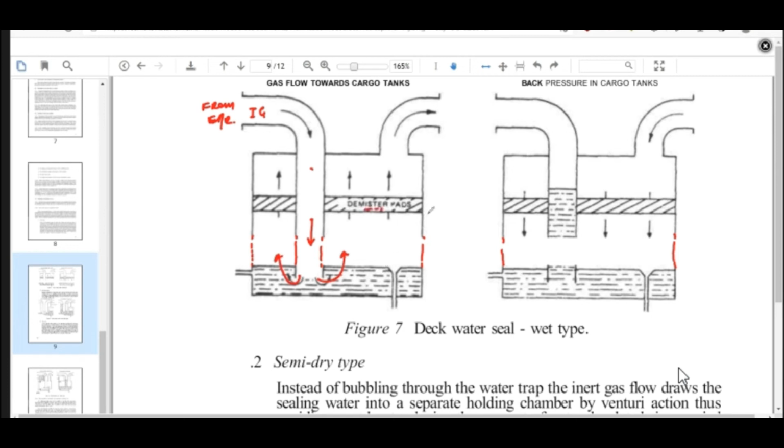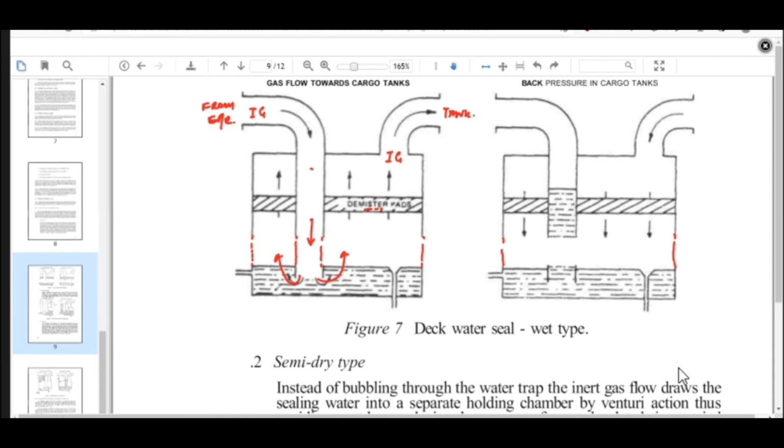Now there is a demister pad. This demister pad is nothing but a pad, a material. It's like a mesh material which absorbs some of the water which comes out. It tries to dry it. Not very efficient, but it tries to dry it and absorbs any impurities, carbon, etc. And therefore, the clean gas or the clean IG will then pass to the tanks. This is how normally it works.